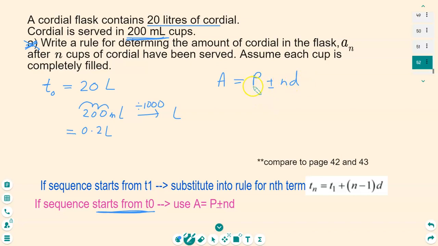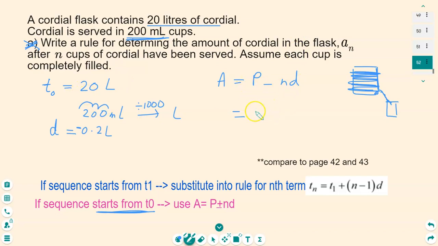Now we need to determine, are we using A equals P plus ND or A equals P minus ND? So think about this cordial flask, and it's being poured into smaller cups. It's being poured, so it's losing liquid. Losing liquid means our D will be negative. That's why we choose take ND. You're pouring out from that initial volume.